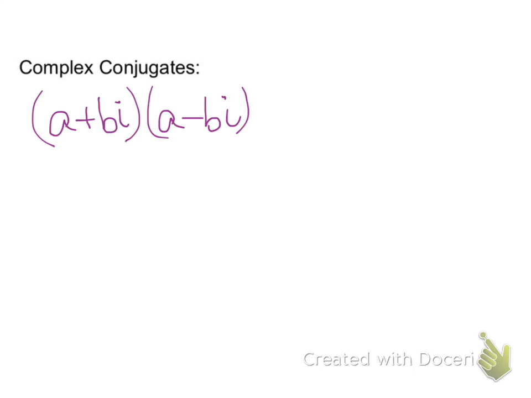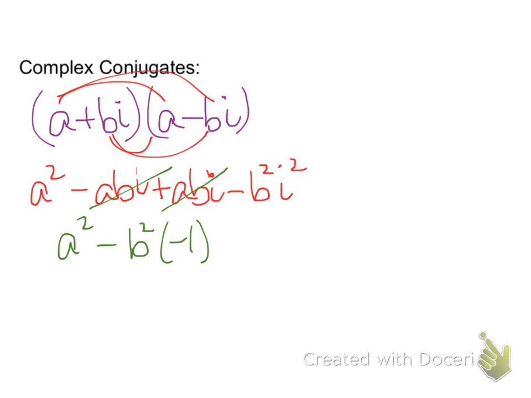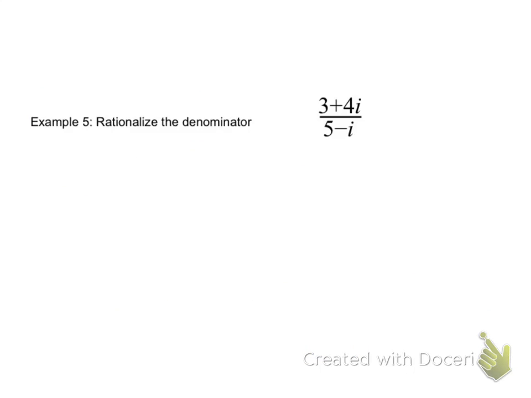And similarly, we have a difference of perfect squares, so when we multiply these out, we'll see that first of all those middle terms with the i's cancel, and then we need to remember that i squared is negative 1, so negative 1 times a negative b squared leaves me with a plus b squared. There's no i, and therefore there's no square root. So now let's go ahead and rationalize the denominator.